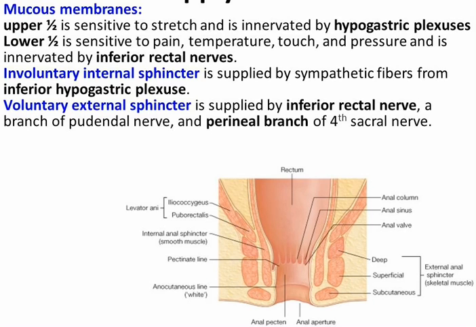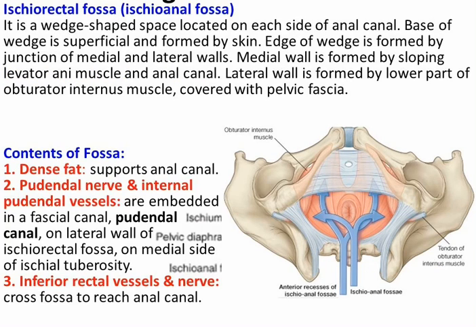Nerve supply of anal canal. Mucous membranes: the upper half is sensitive to stretch and is innervated by hypogastric plexuses. The lower half is sensitive to pain, temperature, touch, and pressure and is innervated by inferior rectal nerves. The involuntary internal sphincter is supplied by sympathetic fibers from the inferior hypogastric plexus. The voluntary external sphincter is supplied by the inferior rectal nerve, a branch of the pudendal nerve, and the perineal branch of the fourth sacral nerve.